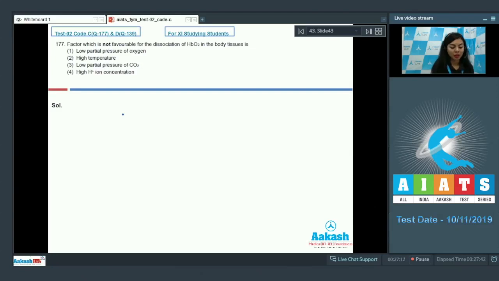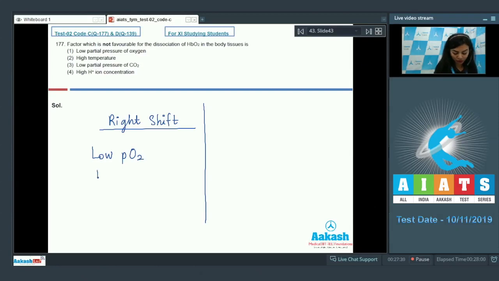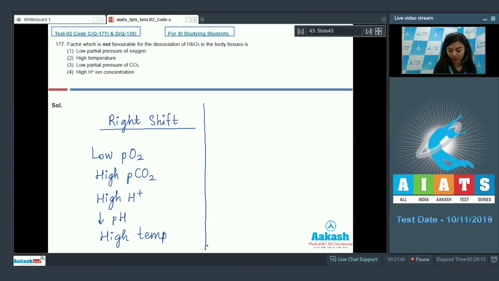This dissociation of oxygen from hemoglobin is favored by the following factors, and this causes a right shift of the O2 dissociation curve. Let's look at the factors which cause a right shift. Low partial pressure of O2, high partial pressure of CO2, high H+ concentration, lowered pH, and high temperature. These all would cause the right shift. The odd man out here would be option number 3, low partial pressure of CO2. Needs to be high partial pressure of CO2 here. The correct answer here would be option number 3.